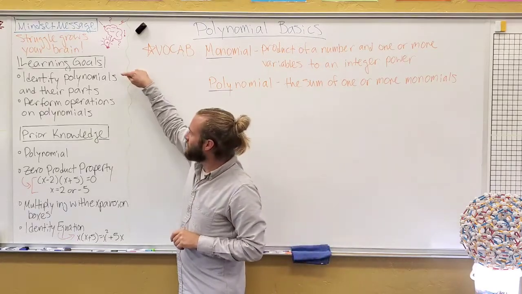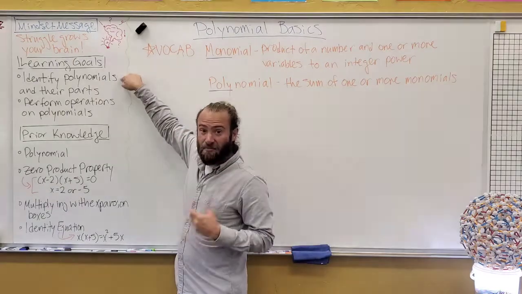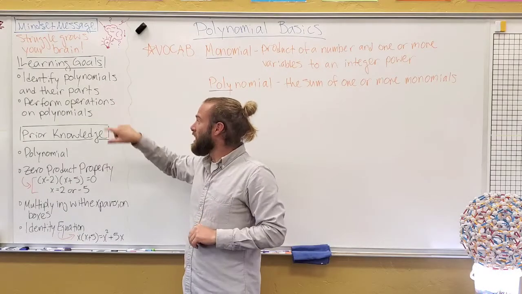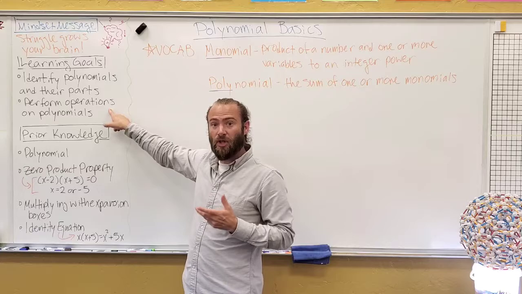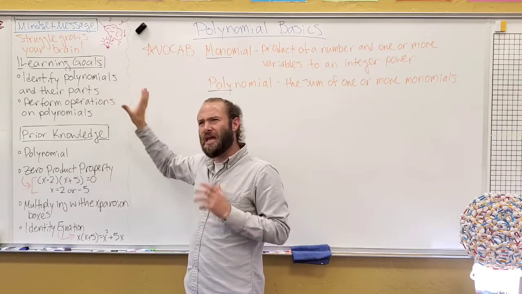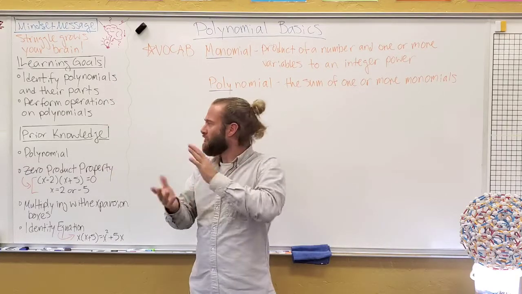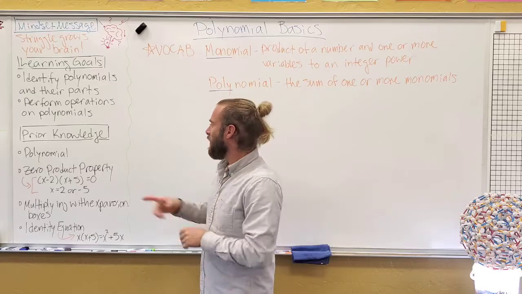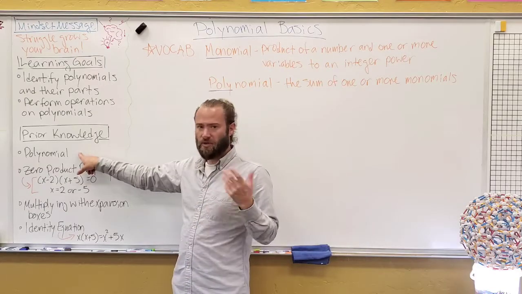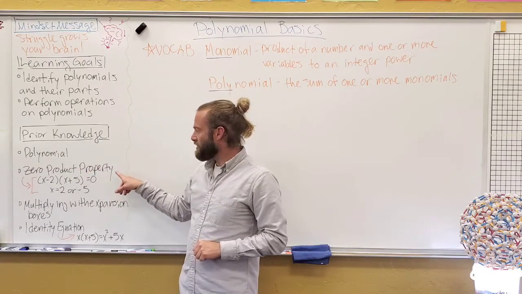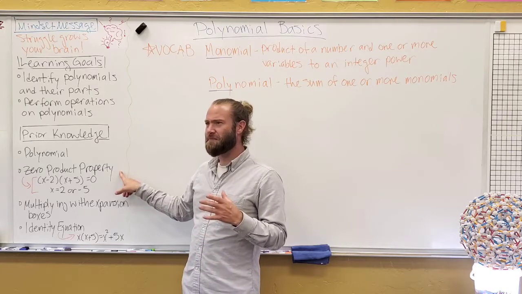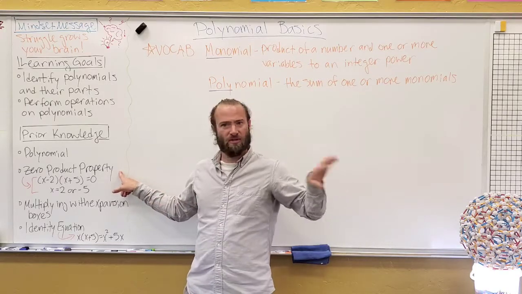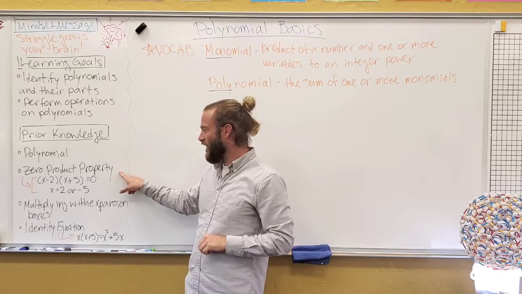Our learning goals today are to, first of all, just identify a polynomial and its parts, and then perform operations on polynomials, both of which technically should be review, but we'll still go through that. And our main prior knowledge would be just what is a polynomial. Using the zero product property, this is something that we're going to use through the whole next topic we're studying for a while now, okay?